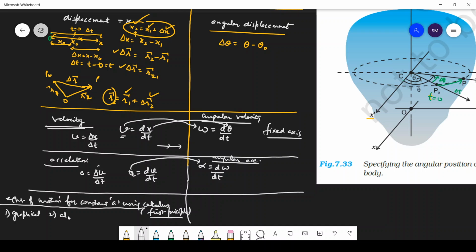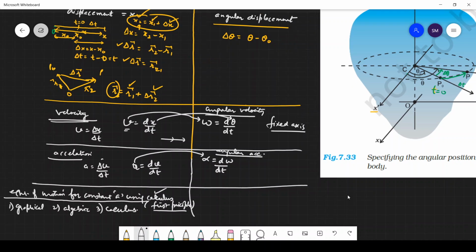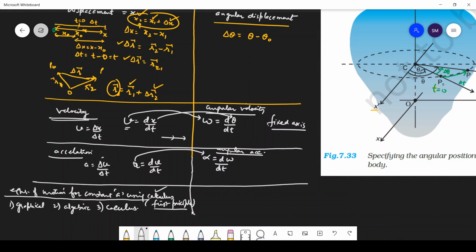Second one is the algebraic method. We did it in chapter number 3, and there was one more method in chapter number 3, that was the calculus method. So there are three ways to derive the equations. Here also we'll derive the equations of angular rotational motion. We'll derive the three equations using the calculus method or first principle.